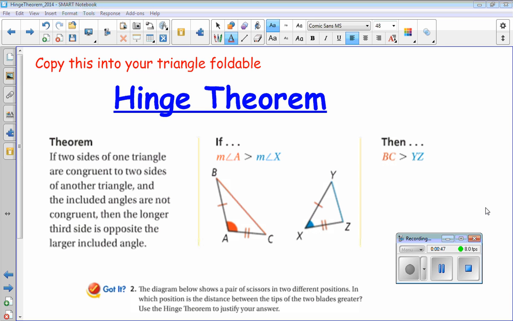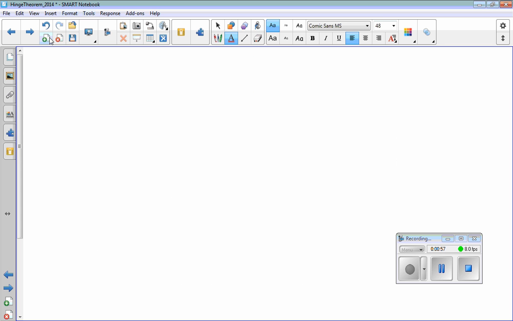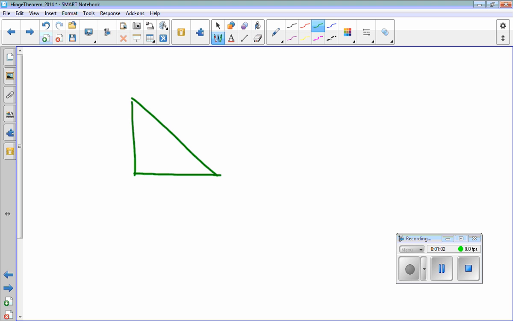But let's go ahead and finish up this foldable here. I ask you to copy this on the very back page, and it's called the Hinge Theorem. Last class, if you remember, we drew triangles that shared a side, where this side was the longest, and we looked at ordering the sides. Do you remember this kind of picture where they shared a side? We looked at two triangles that were connected.